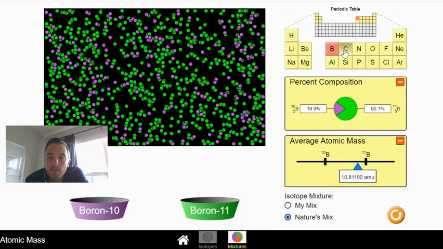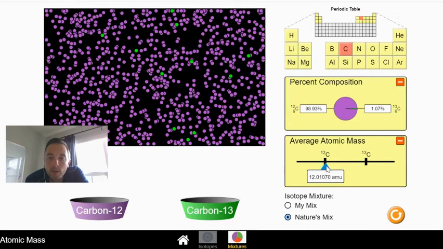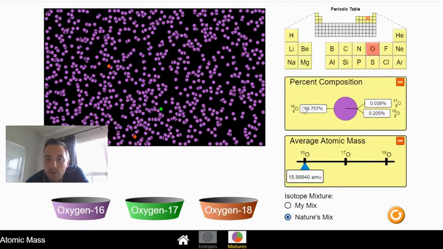Carbon's got a mass of 12.01. So you'd expect most of the carbon to be carbon 12, and it is. There's very little carbon 13. Actually, there's even less carbon 14. You can see this as you play around with the elements and their various mixtures. Oxygen's got 3 flavors to it, but almost all of the oxygen is oxygen 16.